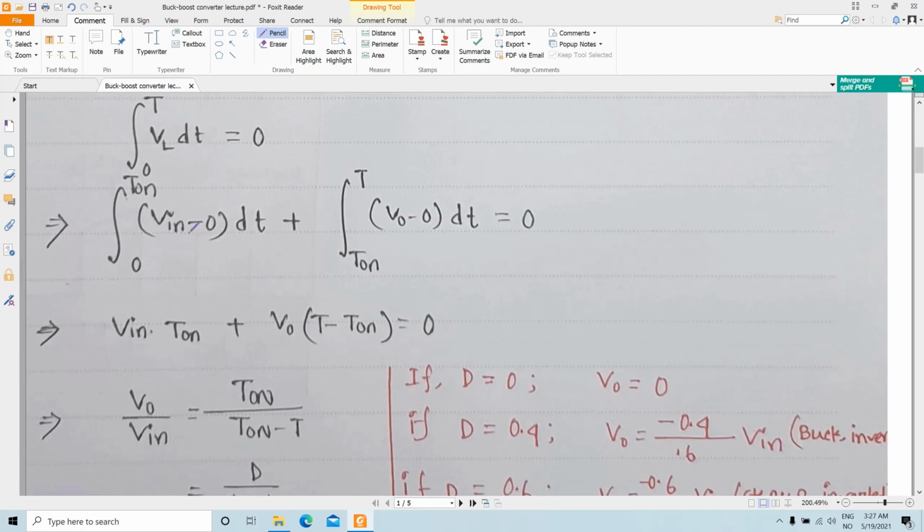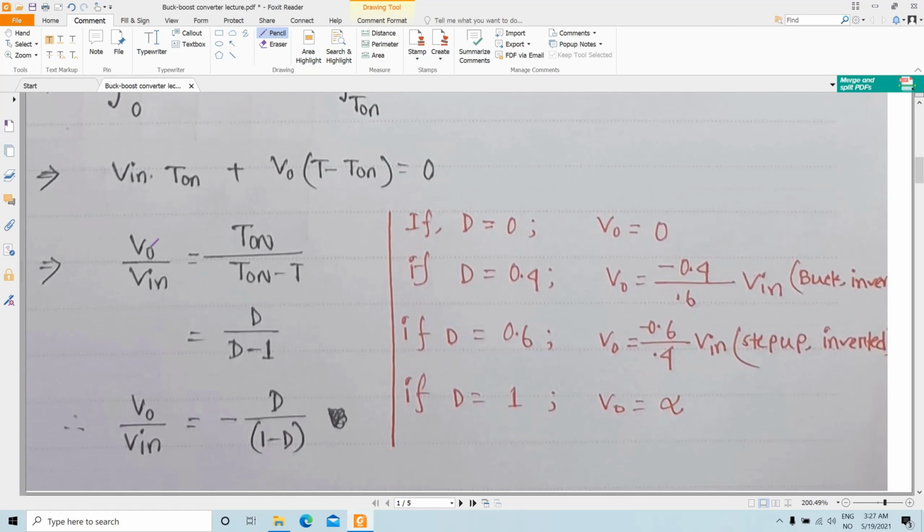If we do the integration here, we have V in multiplied by T on, plus V out multiplied by T minus T on. After simple algebraic manipulation you end up with V out divided by V in, which is the gain of this converter, and after some manipulation you end up with V out divided by V in equal to minus D divided by 1 minus D.